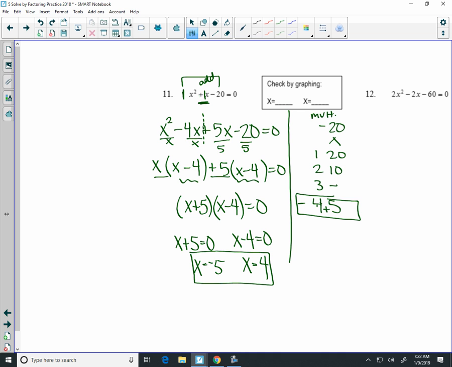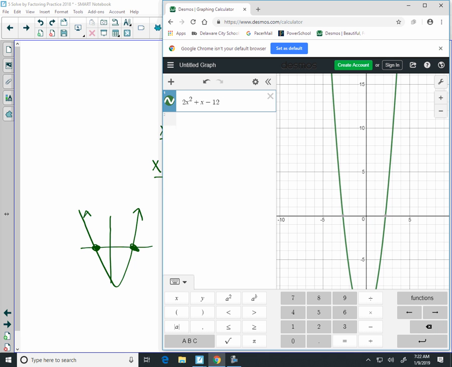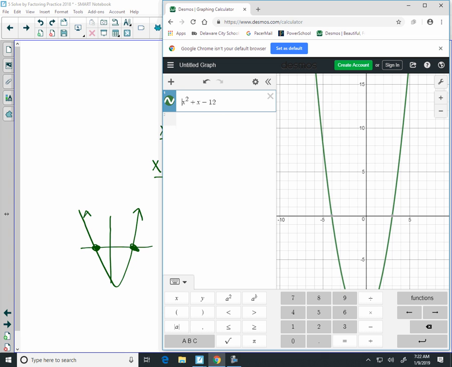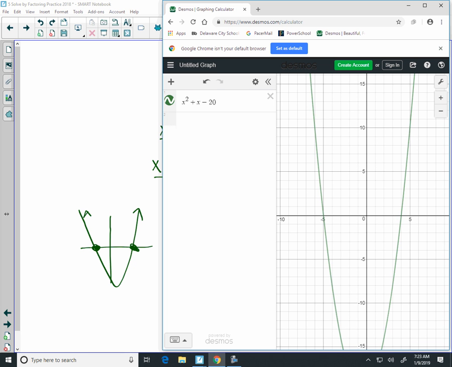So I know when I graph, this parabola should look something like this. And it should be crossing our x-axis at -5 and +4. So I'm going to check that in Desmos. X squared plus 1x minus 20. And I'm crossing at -5 and over there at +4.